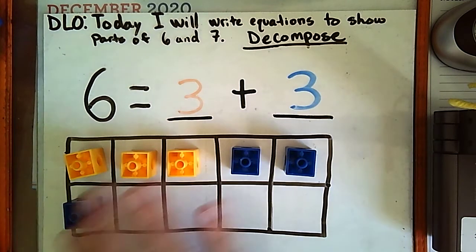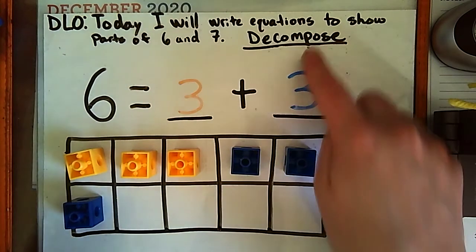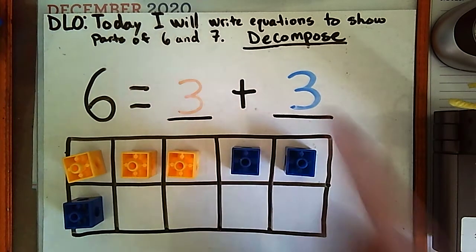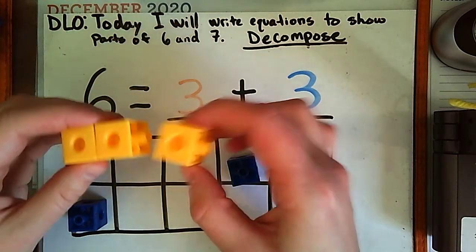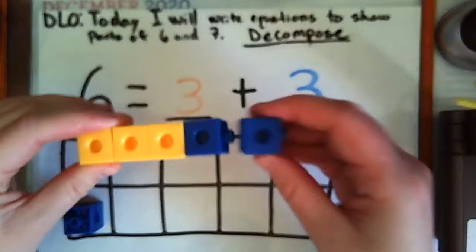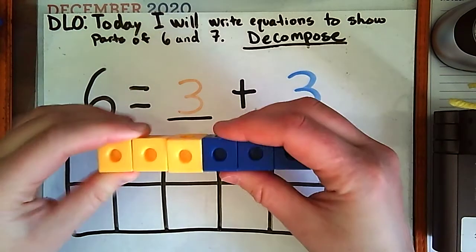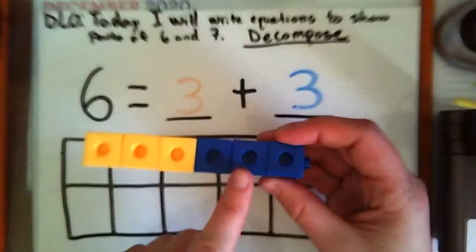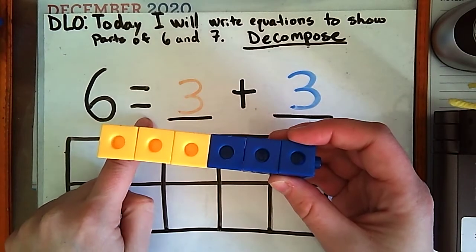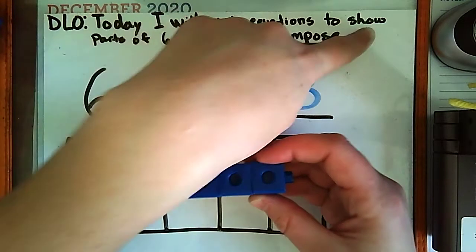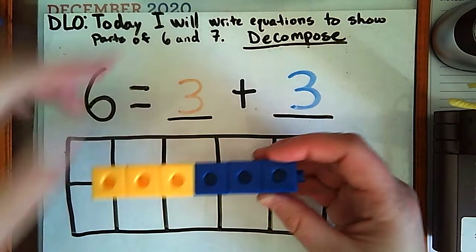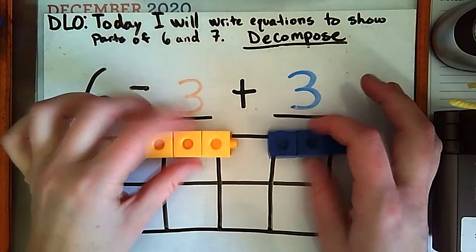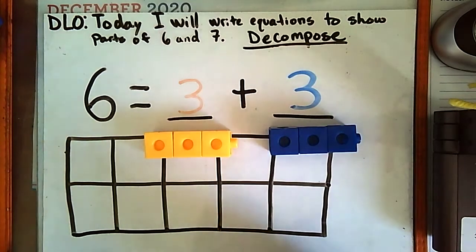So I wrote my equation, my decomposing equation. 6 equals 3 plus 3. An easy way to show this too is if I were to put these cubes together, because I have 6, 1, 2, 3, 4, 5, 6, equals, since we're going to show parts and decompose, I'm going to break it apart. I broke it there, and so I have 2 parts here, 3 plus 3.